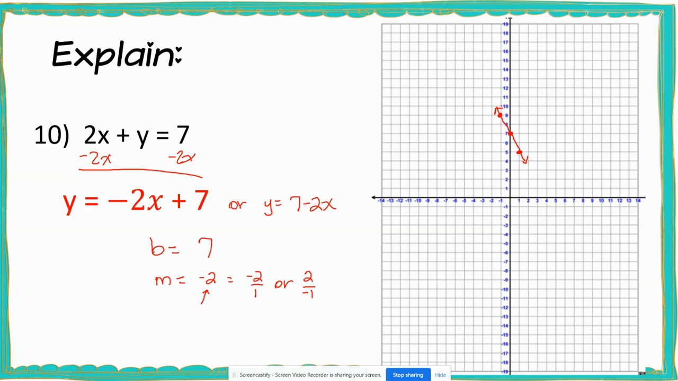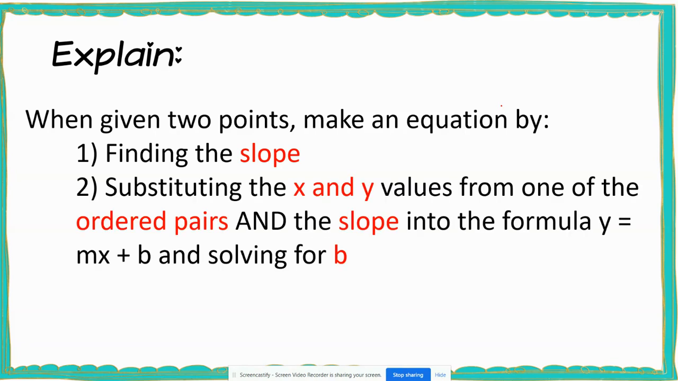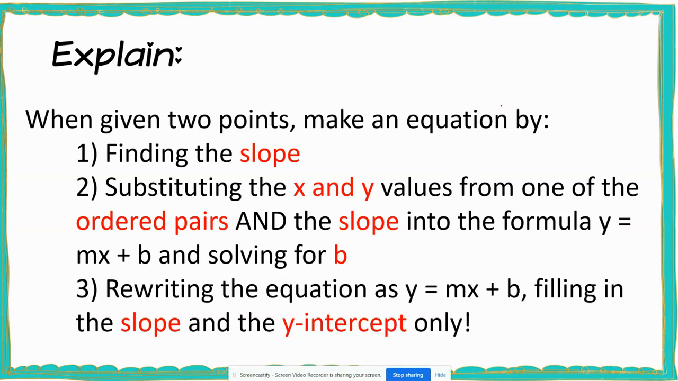Now turn the page and let's look at some points that we can graph. When you're given 2 points, you can make an equation by finding slope, substituting x and y values from the ordered pairs and slope into the formula y equals mx plus b, then solving for b. Rewrite the equation as y equals mx plus b and fill in the slope in the y-intercept only.